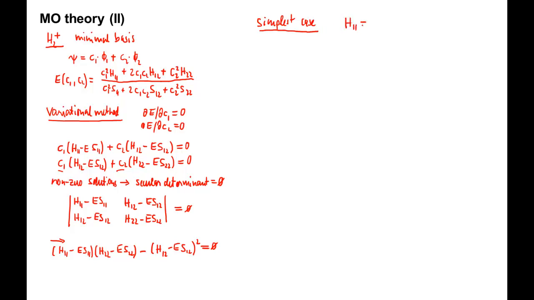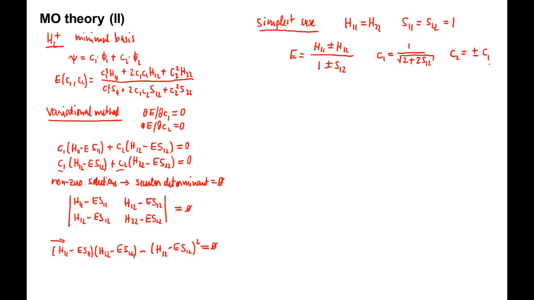Then, if the two nuclei are identical, H11 is equal to H22. Also, let's assume the basis functions are normalized. That is, S11 equals S22 equals 1. Then, the solutions of the quadratic equation are E equals H11 plus or minus H12, divided by 1 plus or minus S12. And the coefficients are C1 equals 1 over the square root of 2 plus 2 S12, and C2 equals positive or negative C1.